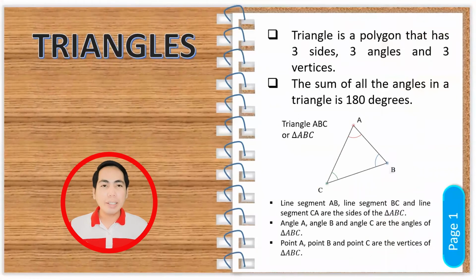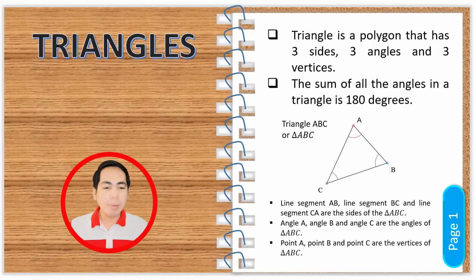What are triangles? A triangle is a polygon that has 3 sides, 3 angles, and 3 vertices. So in other words, a triangle is a plane figure because it has only length and width. And this triangle has only 3 sides, 3 angles, and 3 vertices. The sum of all the angles in a triangle is 180 degrees.